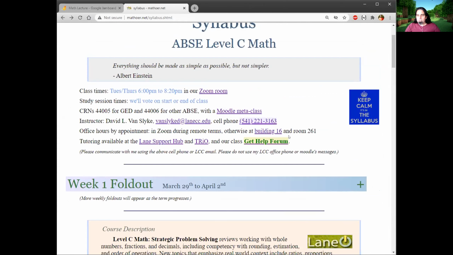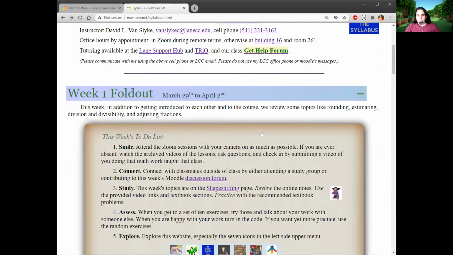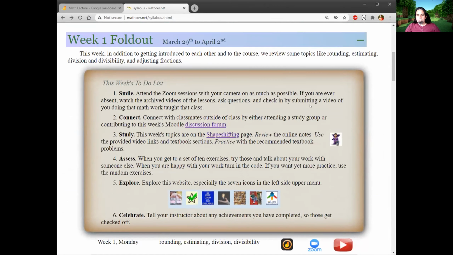Okay, so that's the handy links at the top. If you click here, you get a fold out thing, and this tells you what to do each week. Each week I will put a new one of these up. I can't plan too far in advance because I don't know how many questions you will ask as we go through the material. And I'll go through things at your pace.